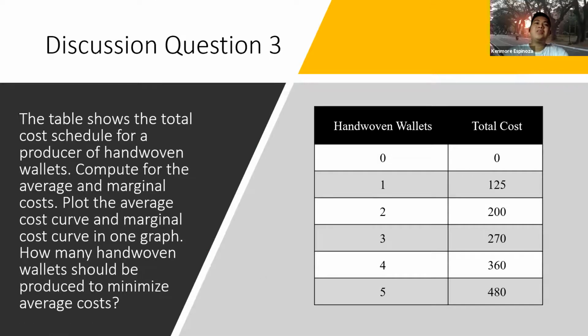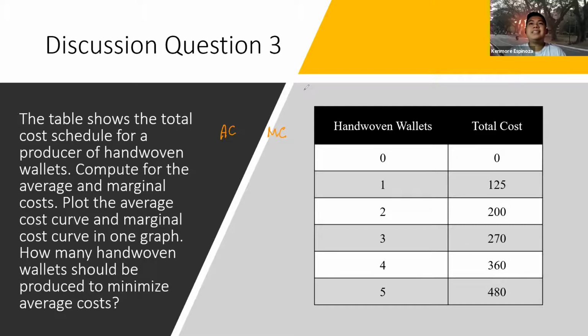The table shows the total cost schedule for a producer of handwoven wallets. Compute for the average and marginal cost. Plot the average cost curve and marginal cost curve in one graph. And how many handwoven wallets should be produced to minimize average cost? Okay, what we have to do is find our AC, average cost, and our marginal cost.